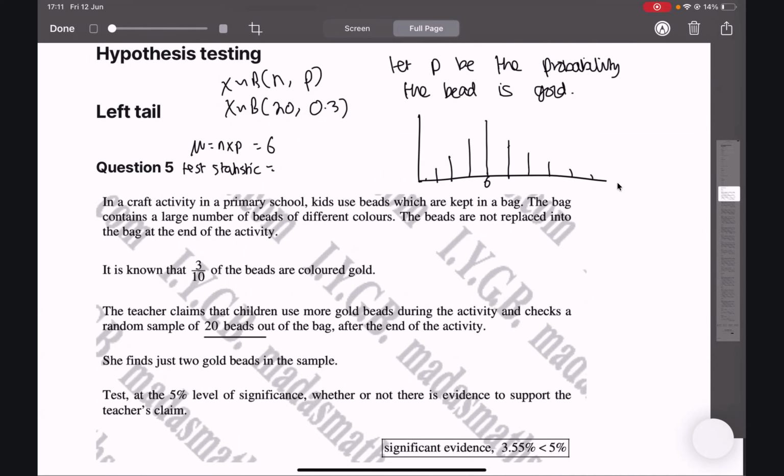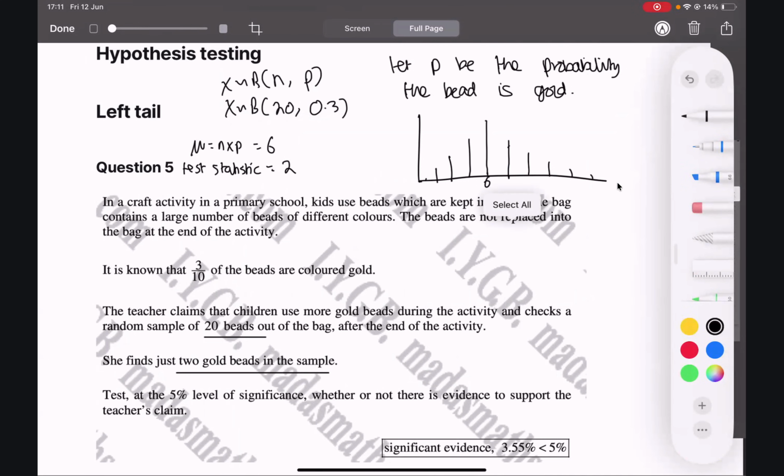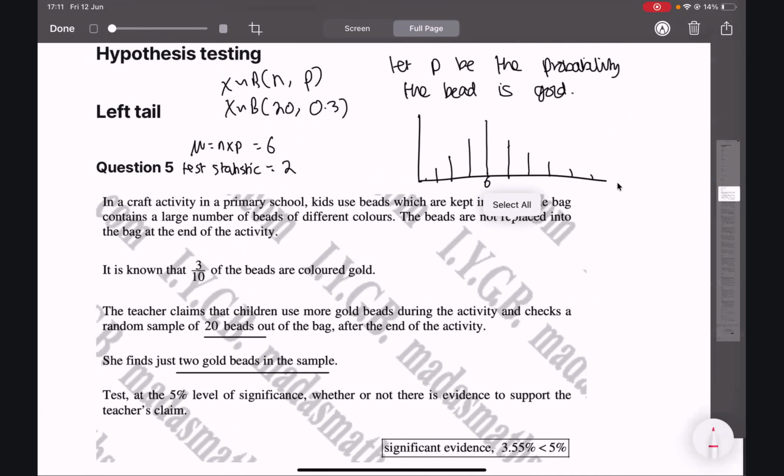The mean is what you'd expect, so somewhere close to 6 gold beads out of 20. And the test statistic is what actually ended up happening. The question says that the person found just 2 gold beads in the sample. The reason this is important is because we know that 2 is over here, so it's a left tail test rather than a right tail or two tail test.